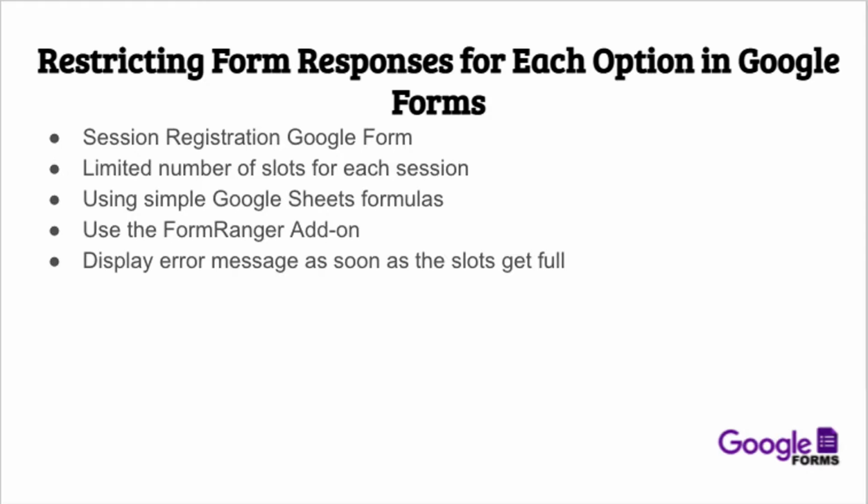The test case that we have for this video is as follows. There is a sessions registration Google Form and there are limited session slots available. So using some Google Sheets formulas and the Form Ranger add-on, we're going to be limiting each option in the Google Form. And as soon as the slots get full, we have to display an error message saying this slot is full, book another one, and stuff like that.